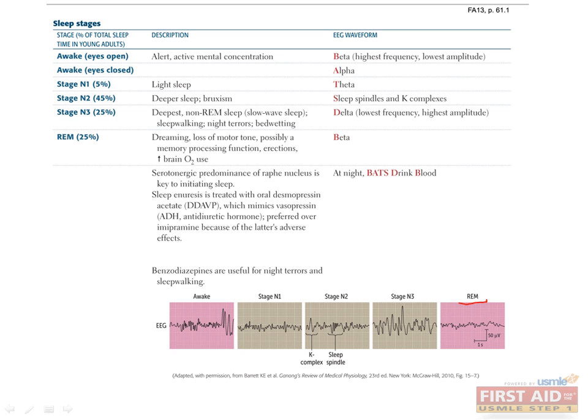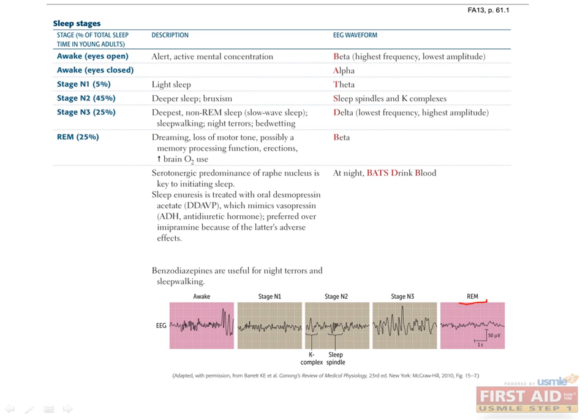In REM sleep, comprising about 25% of total sleep in young adults, the EEG waveform observed is the beta waveform, which is the same waveform as that during the awake and alert state and has a sawtooth appearance. This is why REM sleep is also known as paradoxical sleep. REM sleep occurs approximately every 90 minutes, and its duration increases throughout the night.